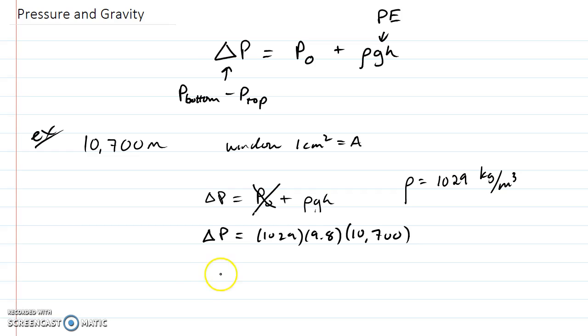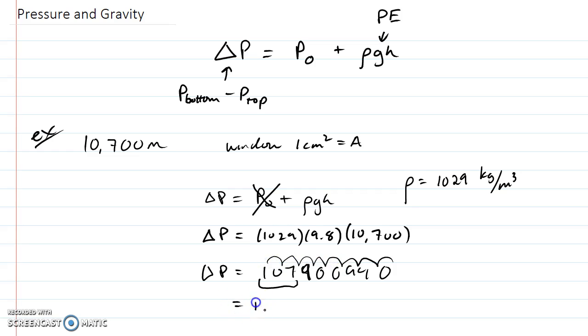And I'm getting a large number. The change in pressure is 1079.00940. Now we have 3 sig figs, so I'm going to just round it here and move the decimal over 1, 2, 3, 4, 5, 6, 7, 8. So our pressure is 1.08 times 10 to the 8th pascals.